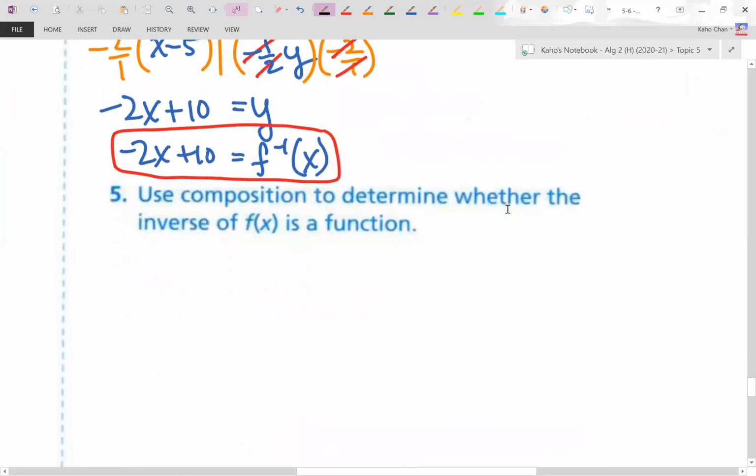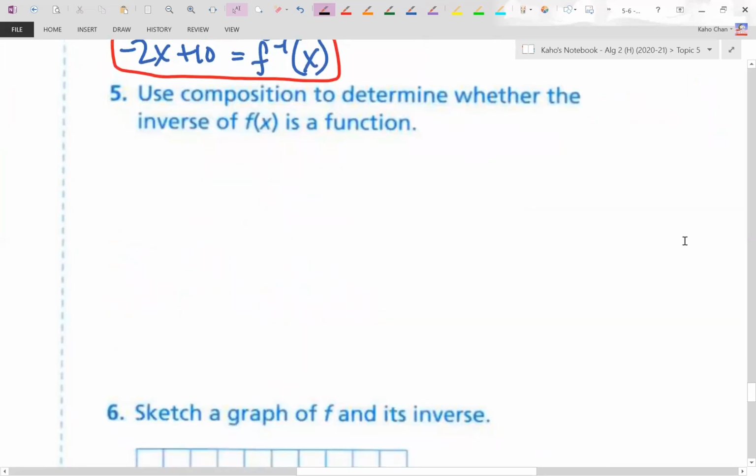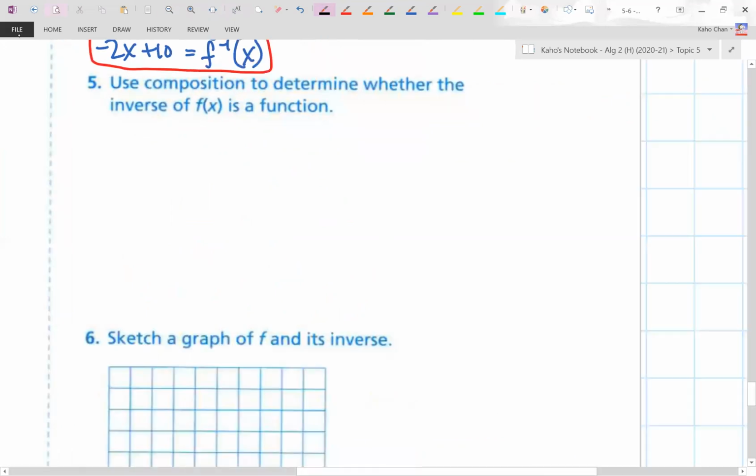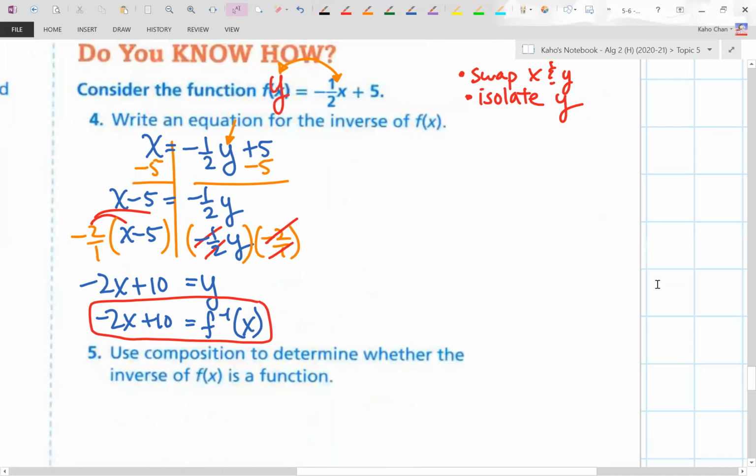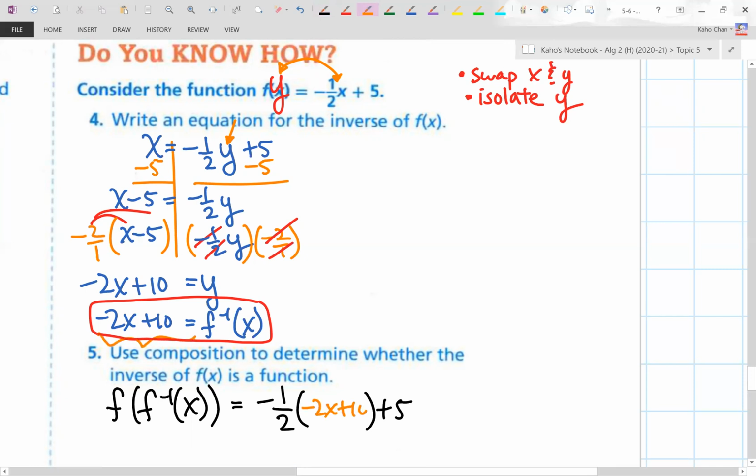Moving on. Use composition for number 4 to determine whether the inverse of f of x is a function. We know it is, but they want us to show the actual work. Let's do that then. Let's do this first, and then we'll eventually do the other one. Here's my original function, negative 1/2 x plus 5. Let's put in my answer I just got a second ago as the stuffing, and let's clean it up.